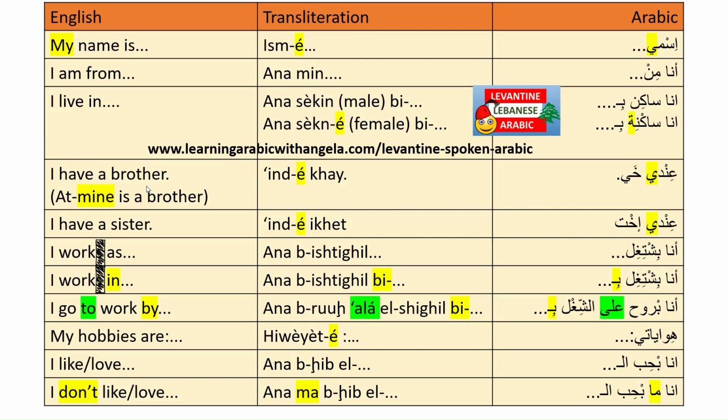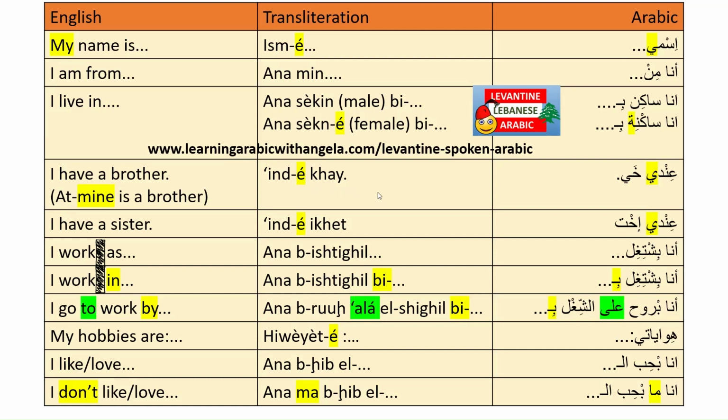How to say I have? In Arabic as well, we don't use verb to have like in English. We compensate by using adverbials and prepositions. So over here, we're using عند. عند means at, literally. So when I say عندي خي, literally at mine is a brother.